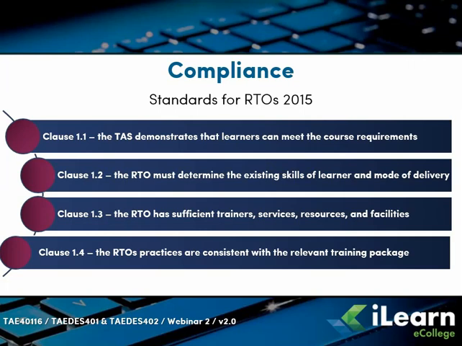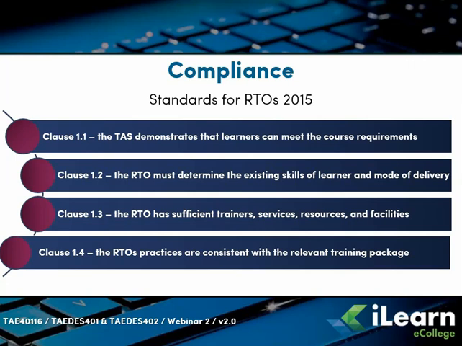The first one, the TAS demonstrates that learners can meet the course requirements. So the TAS is designed so that a learning program is able to be completed, and not only just by the learners, but so that the training organization is able to deliver a course that can meet the course requirements. That also ties in with clause 1.2, so that the RTO must determine the existing skills of learner and mode of delivery. So mode of delivery, is it online, is it face-to-face, is it blended? And also need to identify and determine the existing skills of learners, because that can contribute to how the learning program can be completed by learners.